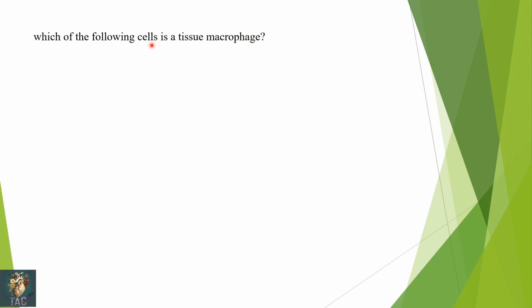Next question is, which of the following cells is a tissue macrophage? That may be the histiocyte, the dust cell, the Langerhans cells, or the microglia. So the tissue macrophage is basically the histiocyte, which is present in connective tissue below the epidermis and the epithelium.